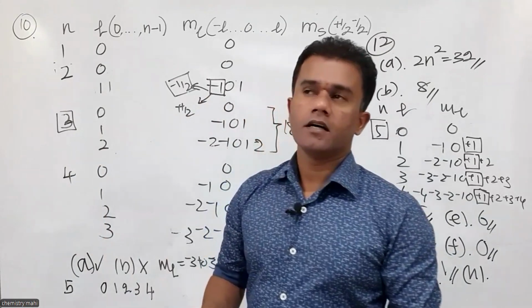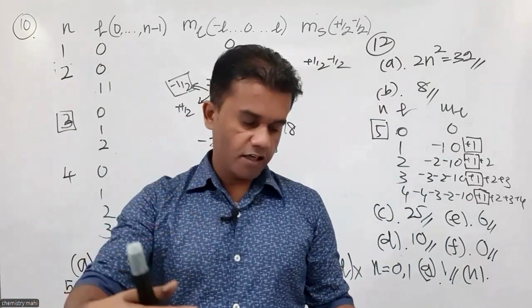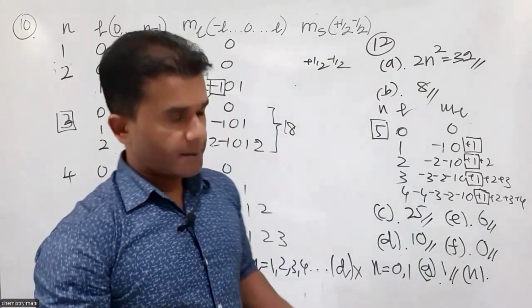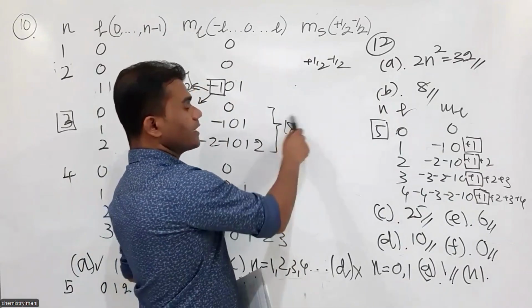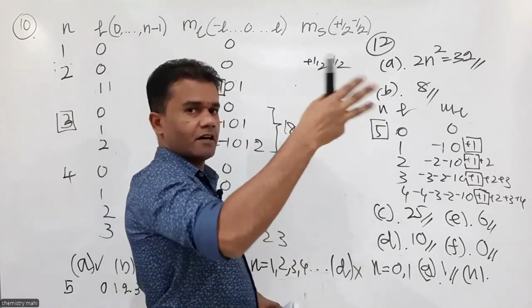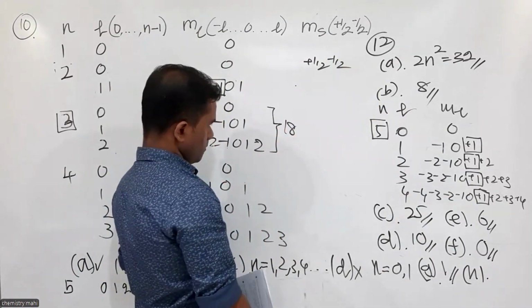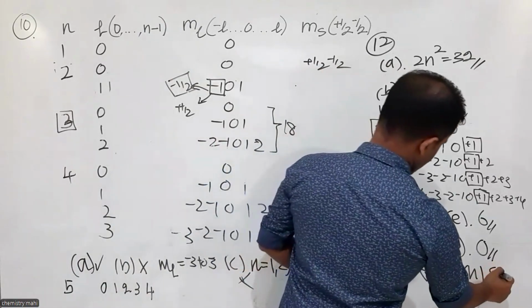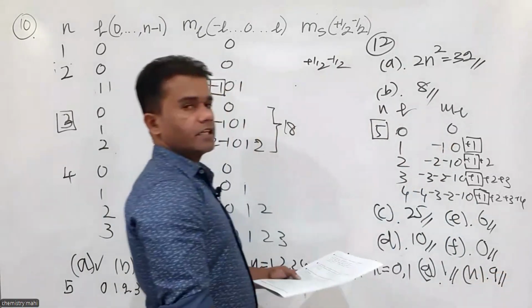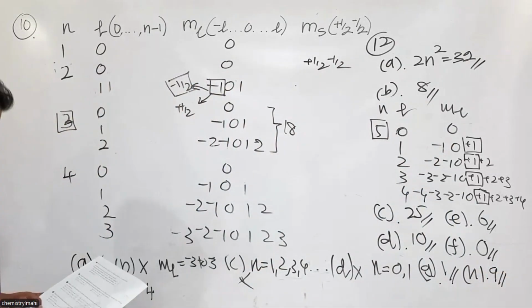But they asked us to find out only plus half spin quantum number. For 18, there are two, plus half and minus half. But plus half only means half of that. It should be 9. 18 divided by 2, it's 9. 9 electrons only can have these combinations.